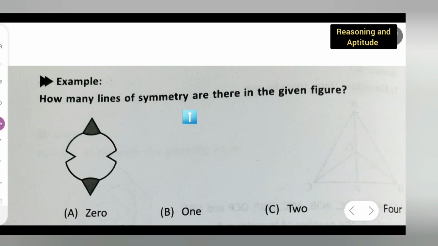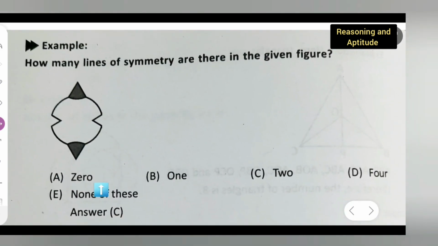How many lines of symmetry are there in the figure? Okay, you all can see the figure, right? Options are given: 0, 1, 2, 4 and none of these. So here option C is the correct option. Now why option C is the correct option? Because in the middle one line can pass, right? Here, and here also. So basically there are how many? 2, right? So let me give you all the explanation part.